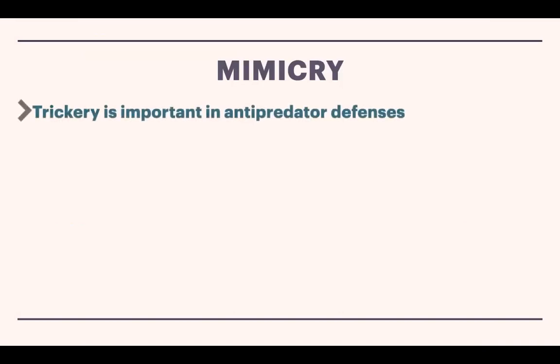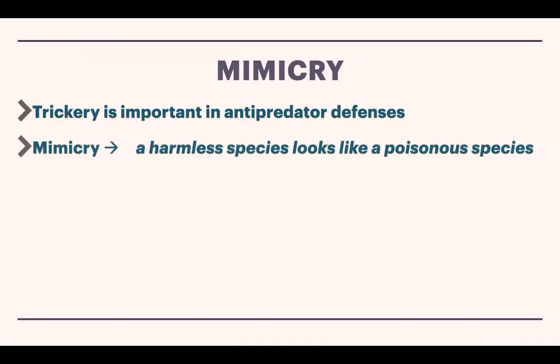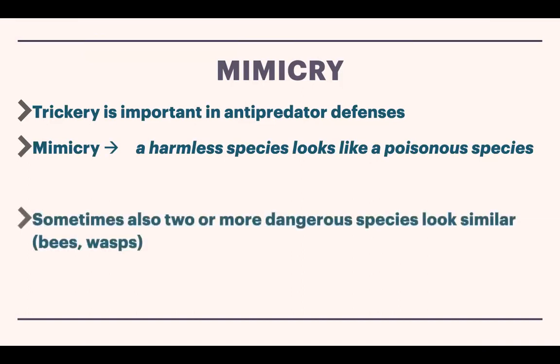Now, another way that you can escape is not necessarily by being poisonous, but by looking like something that is poisonous. So you want to trick your predators. This is called mimicry. There are two kinds of mimicry. I remember one of them is called Predation, and I can't remember the name of the other one, but basically you have two versions. So either you're harmless and you look like a harmful species, or another example is when you can have more than one species that are all dangerous. They all kind of look similar.